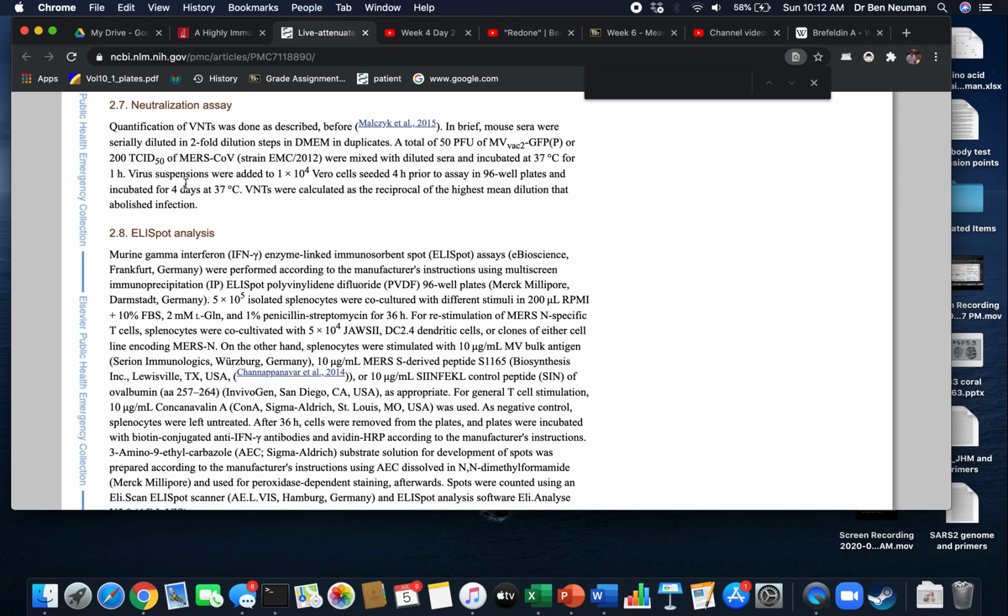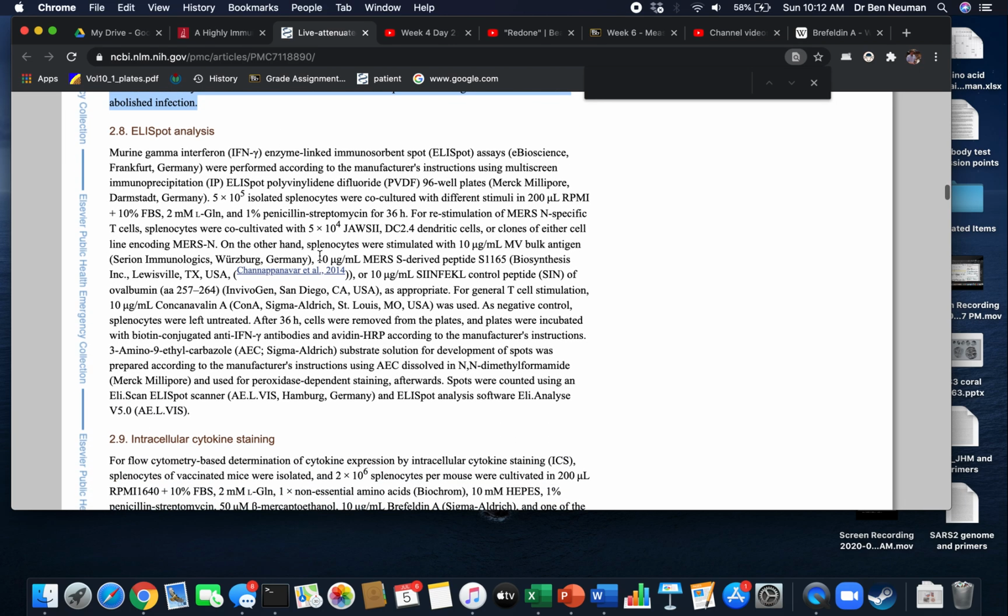Okay, neutralisation assay, that's a virus neutralization assay. That's the same as the stuff we've already covered, so we don't have to do that.